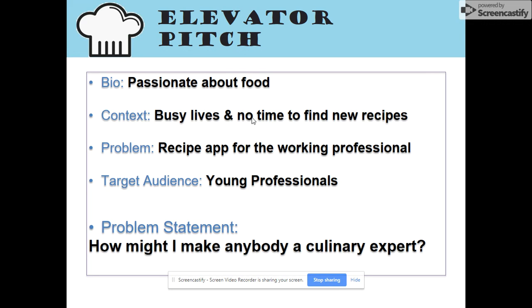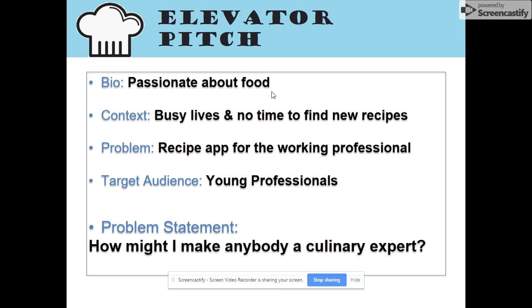So I'm creating a solution to this problem by creating an application that showcases great recipes based on the ingredients that you have available. It's going to be a recipe app for the working professional, and the target audience is young professionals.